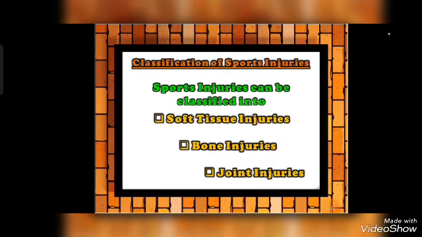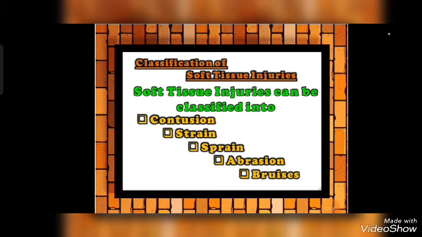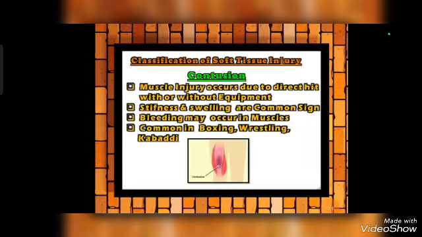Coming to the classification of sports injuries, it is classified into three major categories, that is, soft tissue injuries, bone injuries, joint injuries. Soft tissue injuries are further classified into contusion, strain, sprain, abrasion, and bruises. Let us see about the soft tissue injuries in brief.